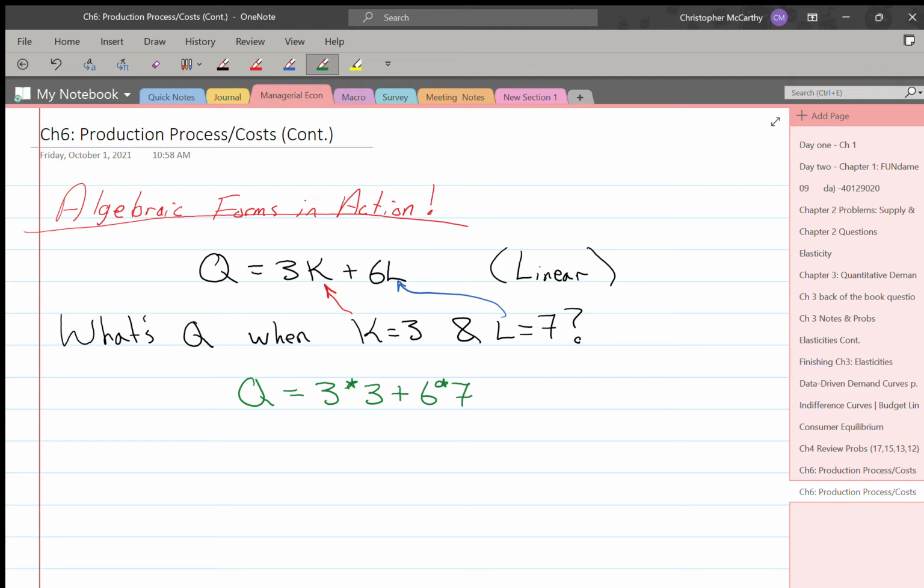Does everybody understand how I got to this point? Just replacing the K and replacing the L. Excellent. So we end up with 9. 6 times 7 is 42. 42 plus 9. We end up with a quantity of 51.